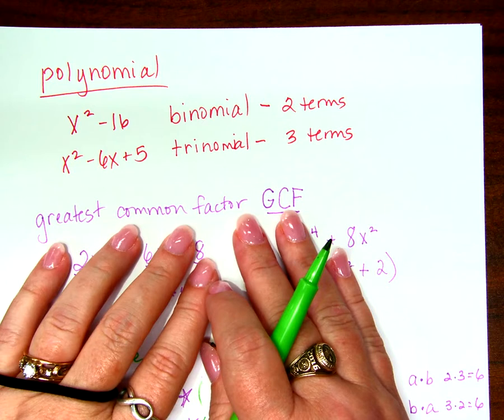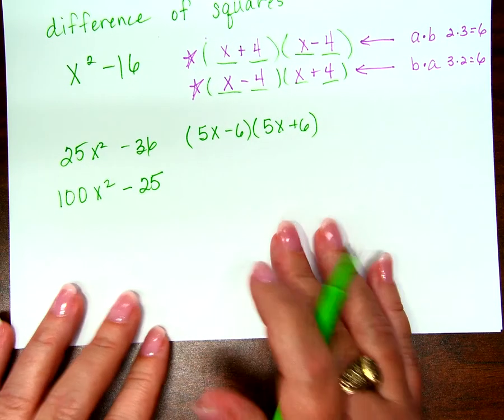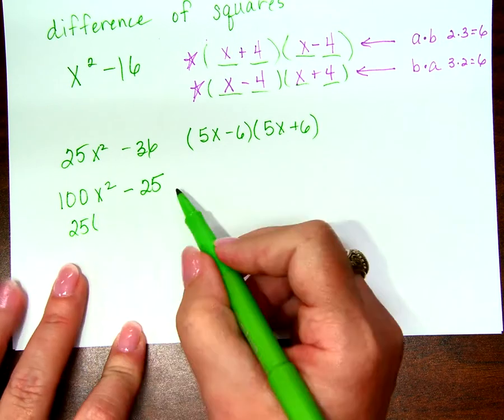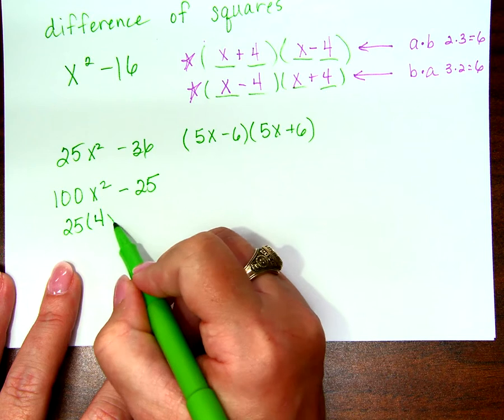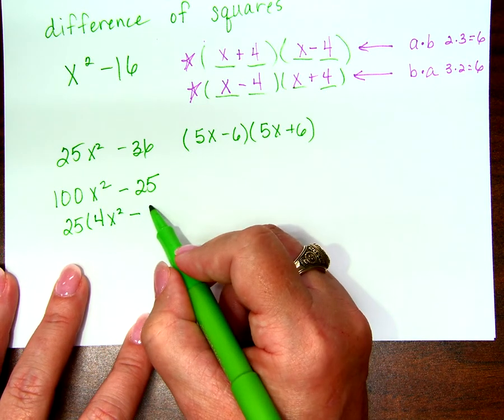What do we always look for first when we're factoring? Greatest common factor. Does this problem have a greatest common factor? What is it? 25, right? If I factor out a 25 from each term, what do I have left? 4x squared minus 1.